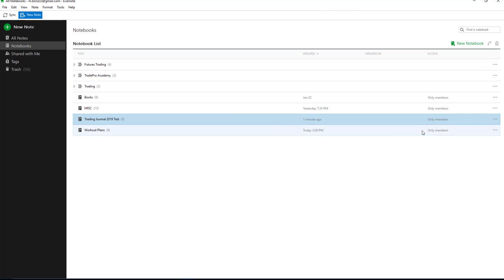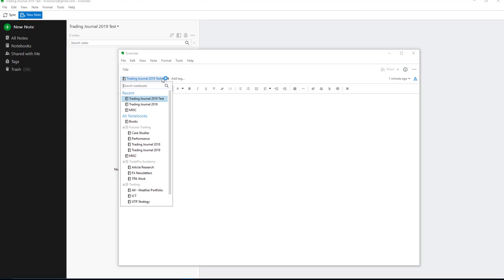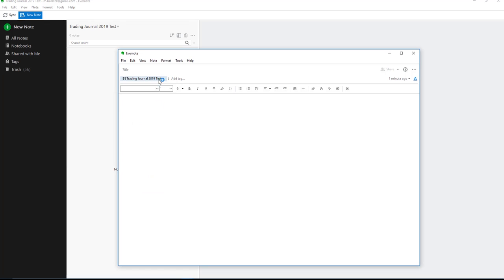And now what we're going to do, if we want to add a new note, is click on a new note here, and we want to make sure that it goes into this notebook. One of the benefits here is that you can add tags. So this can be dates, this can be months, this could be strategies, whether it was longs or shorts. It could be a whole number of things to keep you organized. Myself personally, I just like to tag it for the month. So we're in January here, January 2019.